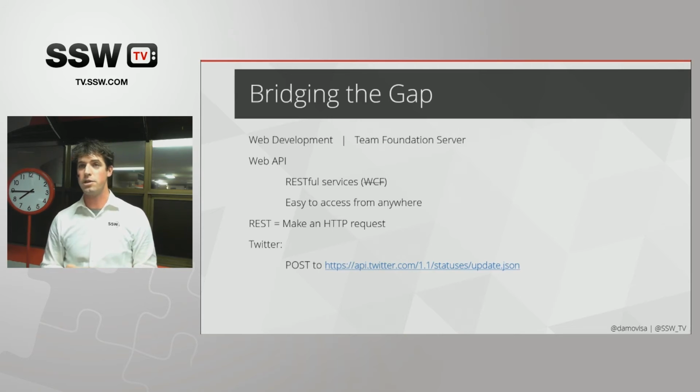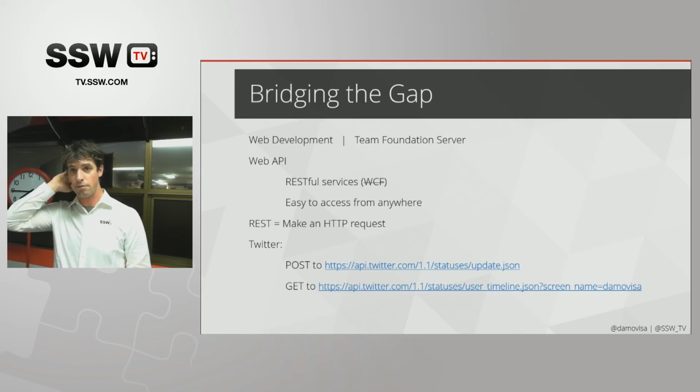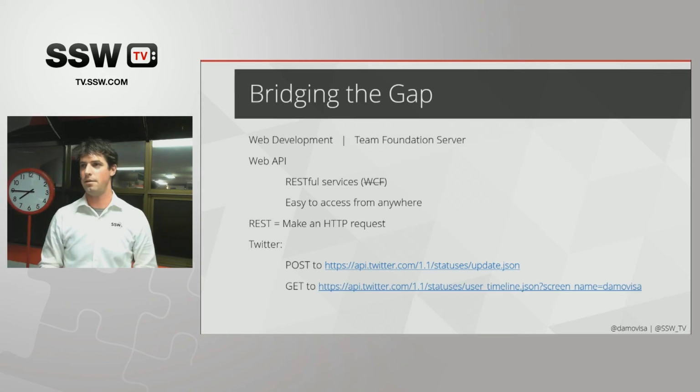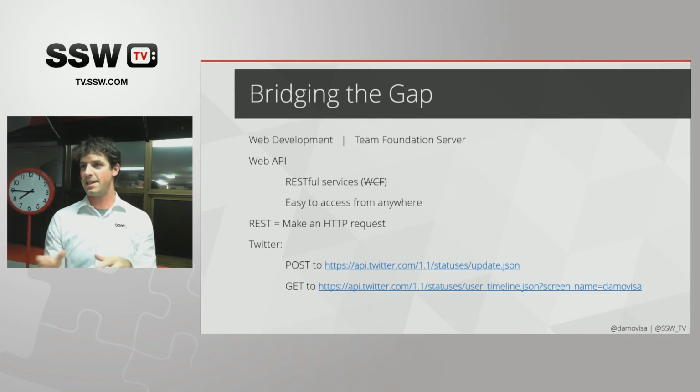If I want to do a new status update, I will do a post to this URL and pass information in a JSON format. So just pass a string to this URL after some authentication. If I want to get somebody's timeline, then I just hit this URL with a get, and it'll give me that information back. So I can do that from anywhere. So as a web developer and a TFS guy, I thought, wouldn't it be fantastic if you could do the same thing and hit TFS from anywhere just using REST?